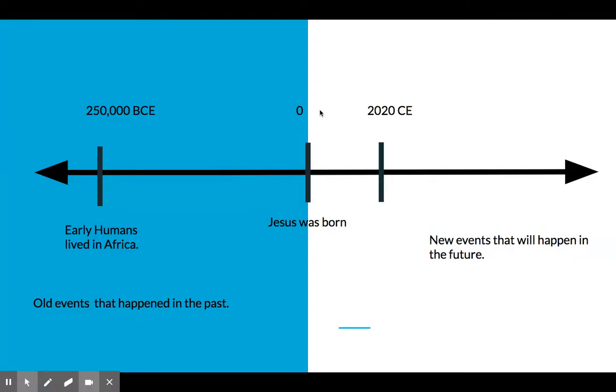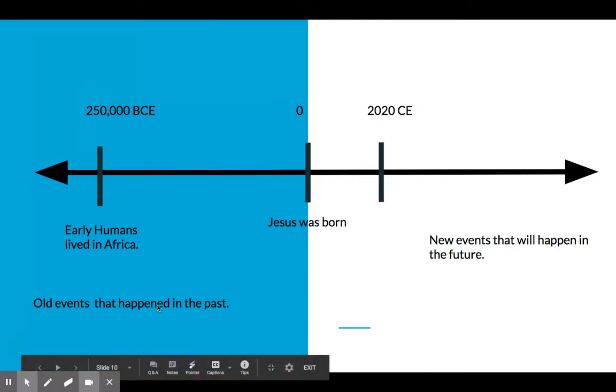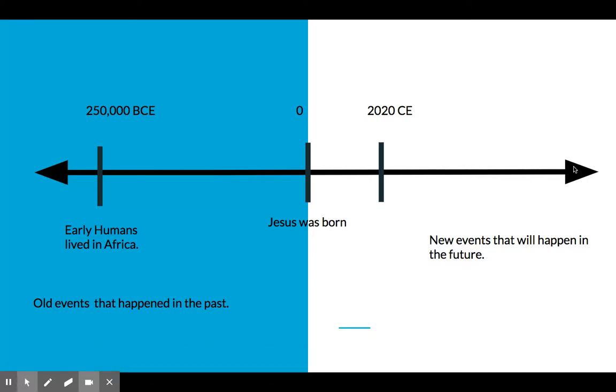So here we have a timeline. So it's a line that shows us time. So we are right here in 2020. That's right now, this part right here. And so if we go back this way, this is when old events happened in the past. That's to the left on the line. Then if we go forward on the line, that's when new events will happen in the future.